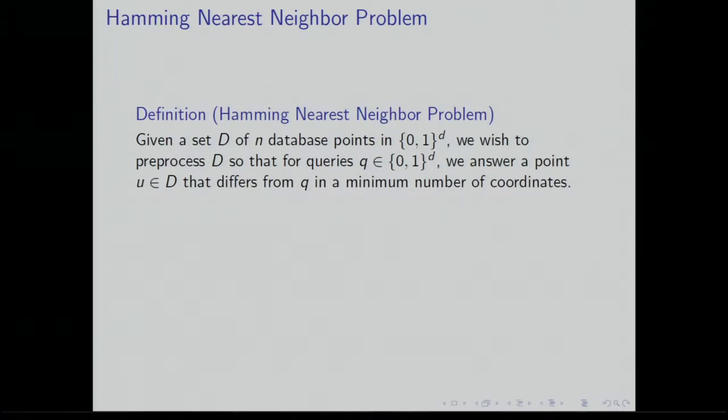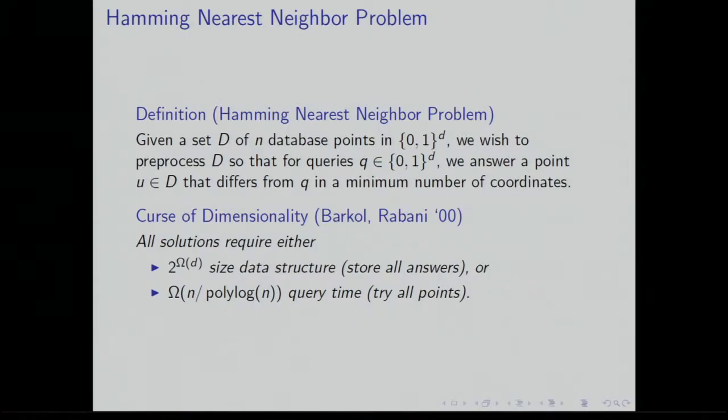So you can tell this is a really important problem throughout computer science. It comes up throughout searching things and error correction. And with this in mind, there's this really unfortunate lower bound that's sometimes called the curse of dimensionality, by Barkol and Rabani, that basically only trivial solutions to this problem work. Either you store at the beginning all the answers to all the possible queries, which takes 2 to the d space, or on an input query you just compute all the Hamming distances, which takes about n time. So basically there are no great things we could do for this problem.